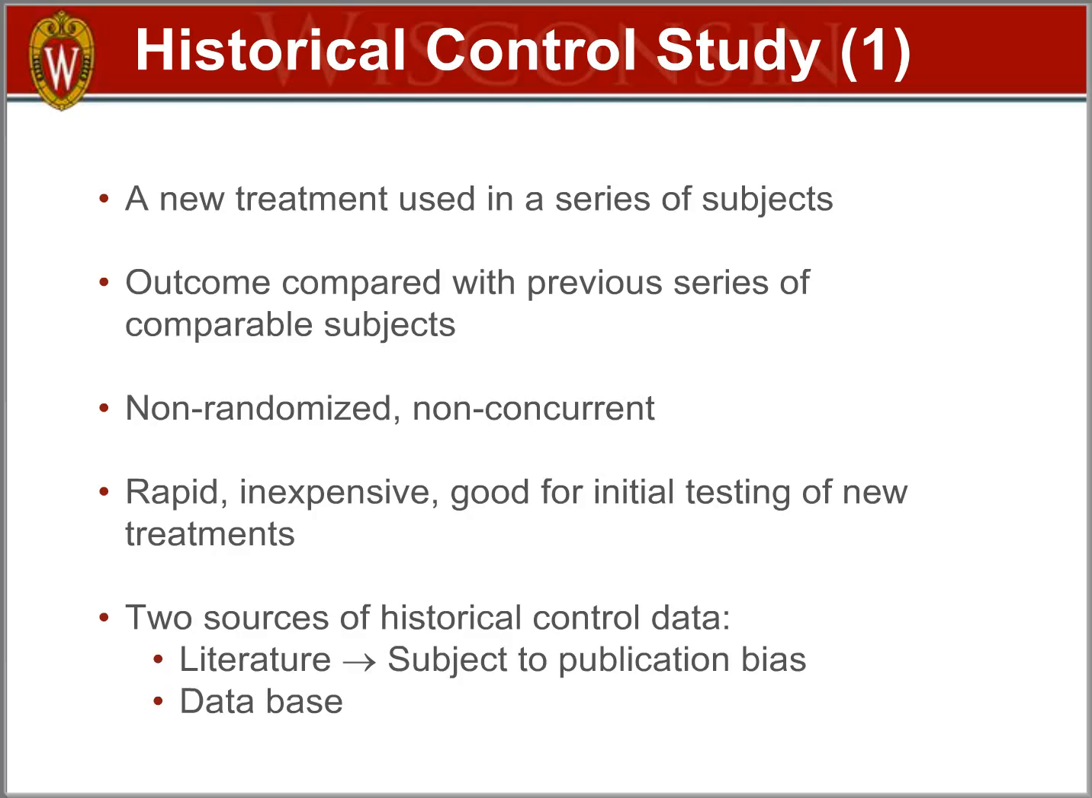The challenge is, where do you get the historical control data? If you use the literature, it's well known that there's publication bias. That is, not all trials, not all treatments that are evaluated get published in the literature. We're trying to correct that, but still, it's not perfect. So the publication bias is a factor. If you have a database, the question is is it currently available, and how good was it in the first place?